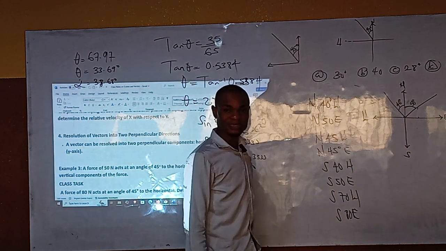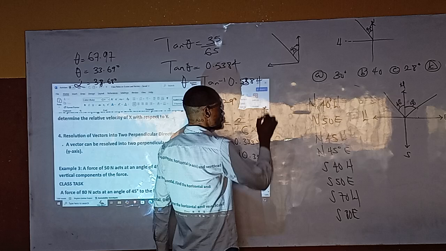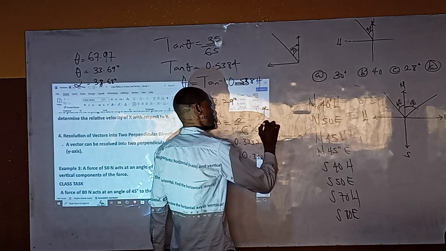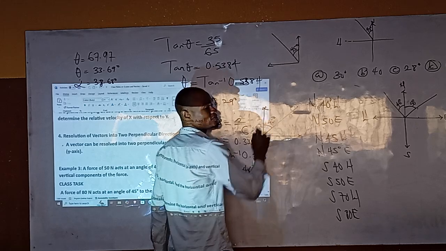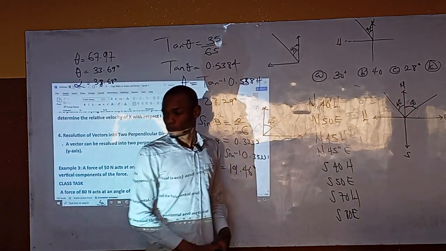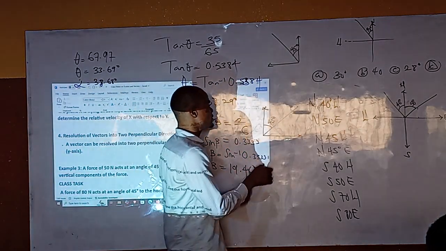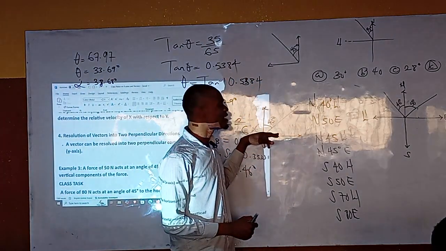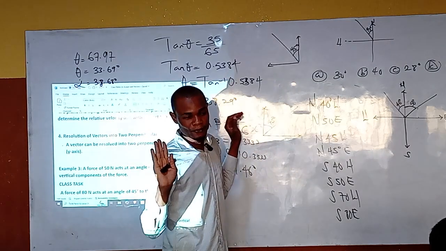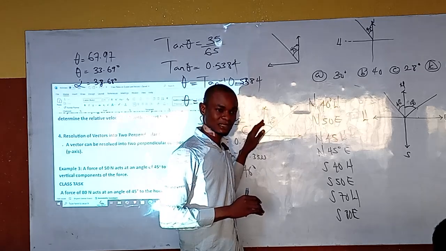What of north 45 degrees east? What was the instruction? North, east, 45 degrees, right? Now, this is not 45 degrees. Don't write the angle with the horizontal. That's the mistake you can make. Write the angle with the vertical.